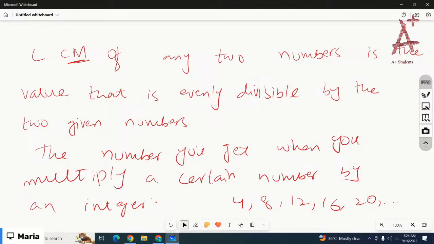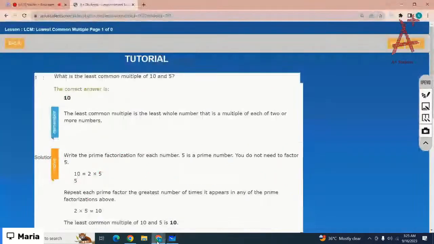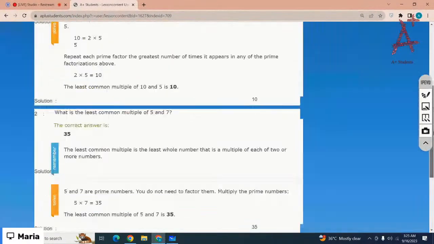You can calculate the LCM in two ways, right? The first one is to write down all the multiples of the numbers, then find the common multiples between the numbers. The other way to calculate the LCM is to write down the prime factors of both the numbers, right? Let me just see the method done on A plus. We'll do the same one. Yes, you have to write the prime factors of both the numbers.